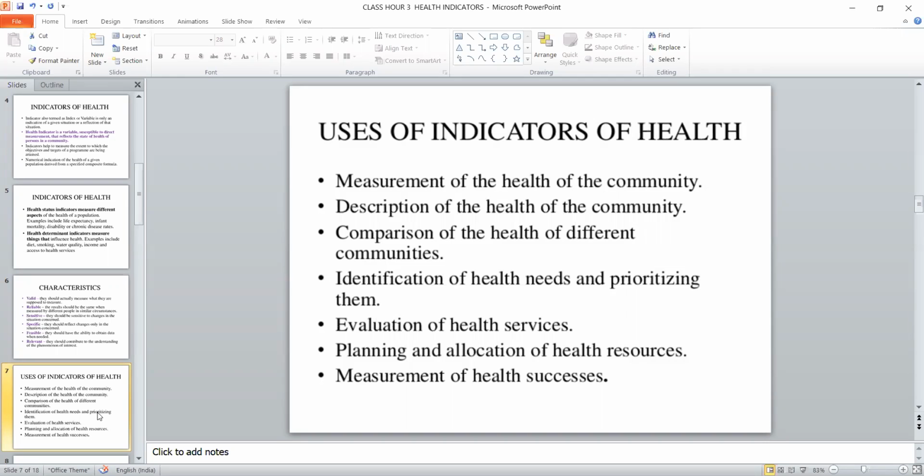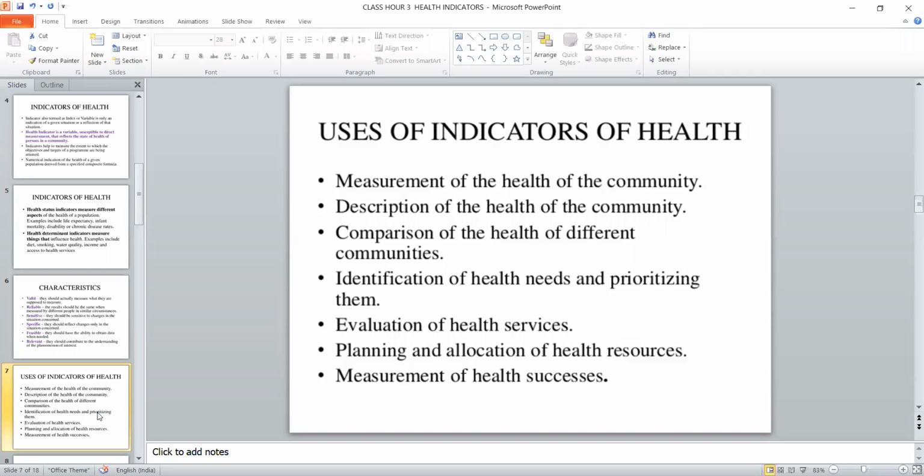Then the fourth use is that we should identify what sickness or disease we have, and then we can prioritize who needs medical service immediately, which can be postponed, which can be ignored. Because of these health indicators only, we can prioritize them. Then the fifth factor, we are able to evaluate what type of health service we can provide to the community.